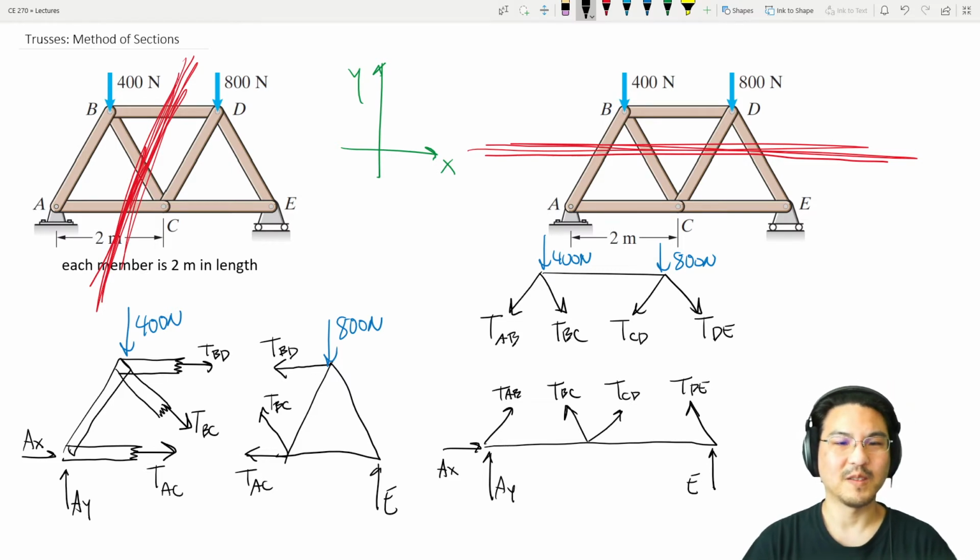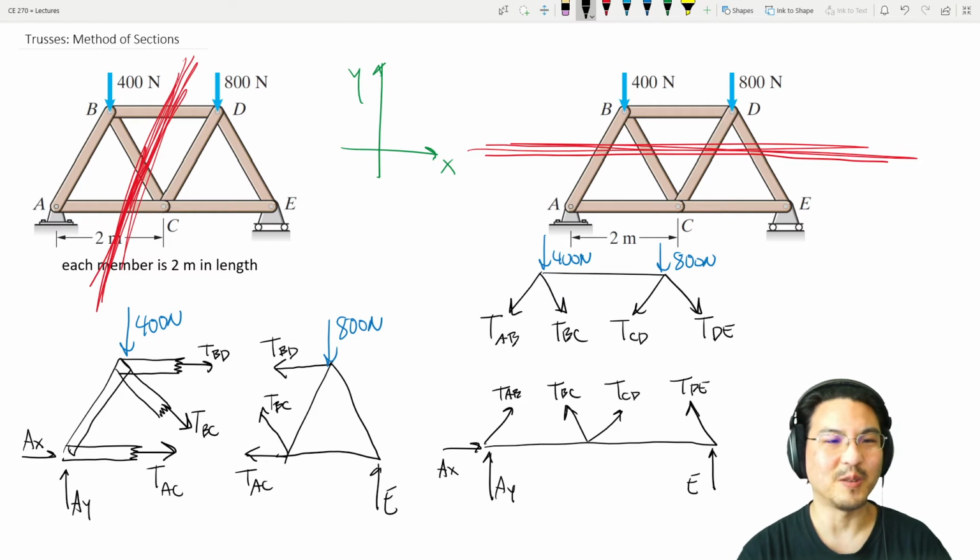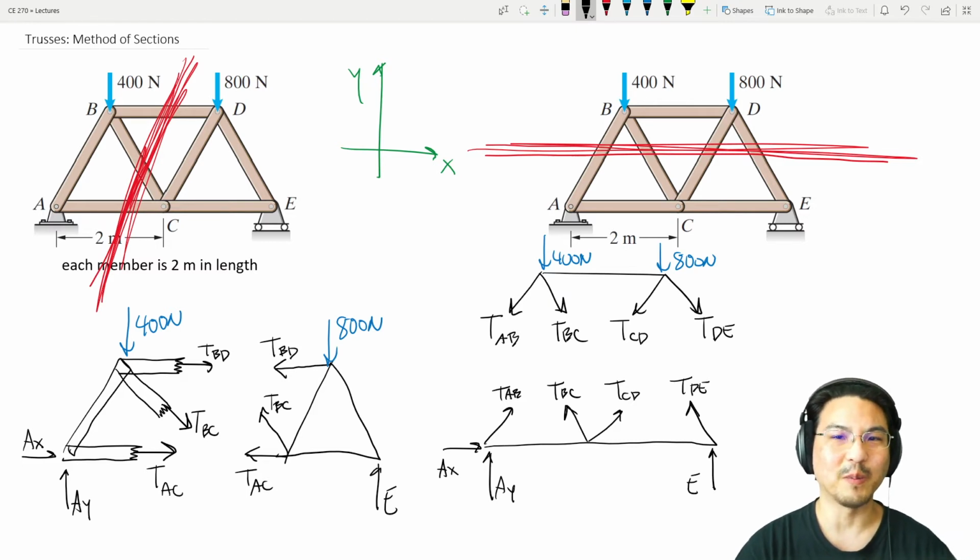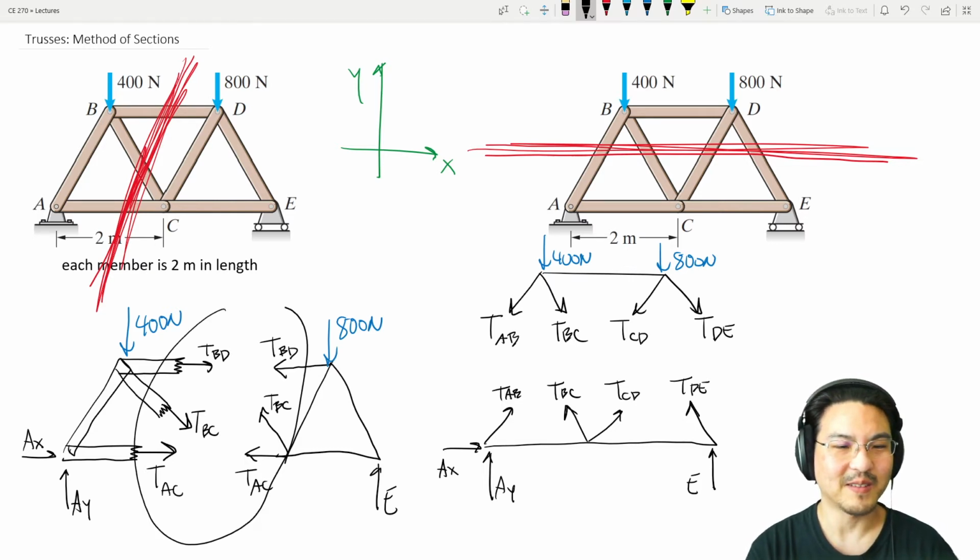Okay, so that's the method of sections. You cut the structure into sections and then you draw the free body diagram. And so you solve for the unknowns. You don't need to solve both sides of the section. You just pick one or the other because you're going to get the same answers for the axial forces anyway.